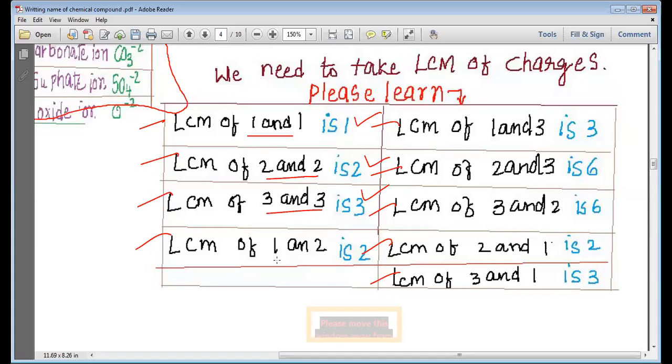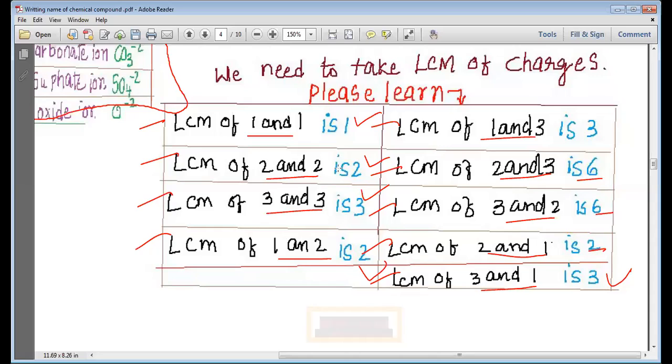Now while taking the LCM of different numbers, we just need to multiply them. For example, LCM of 1 and 2 is 2 because 2 ones are 2 or 1 twos are 2. Same way LCM of 1 and 3 is 3 because 1 threes are 3. LCM of 2 and 3 is 6 because 2 threes are 6. LCM of 3 and 2 is 6 because 3 twos are 6. LCM of 2 and 1 is 2 because 2 ones are 2. LCM of 3 and 1 is 3 because 3 ones are 3.